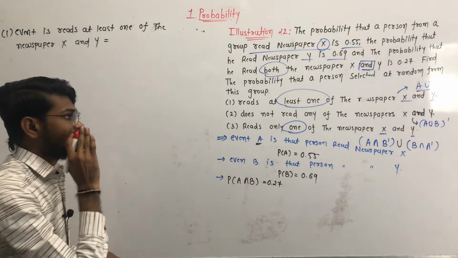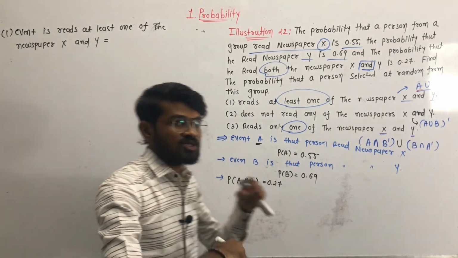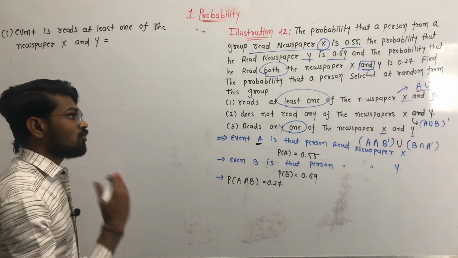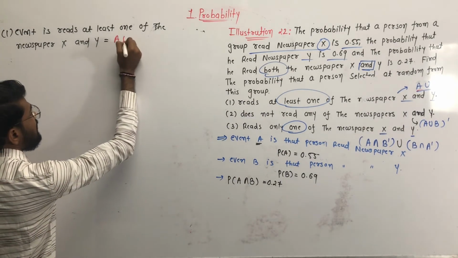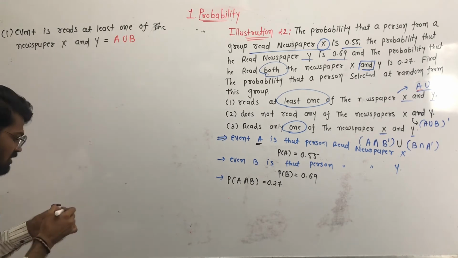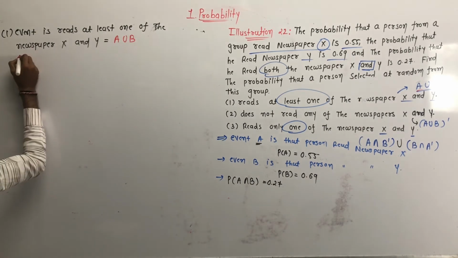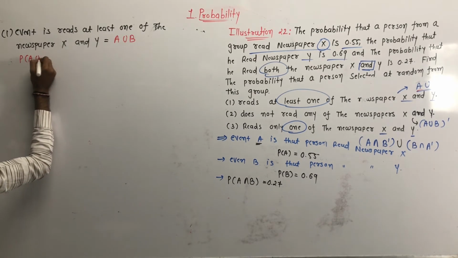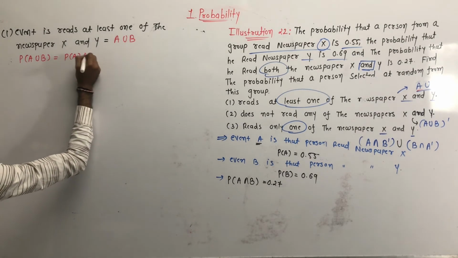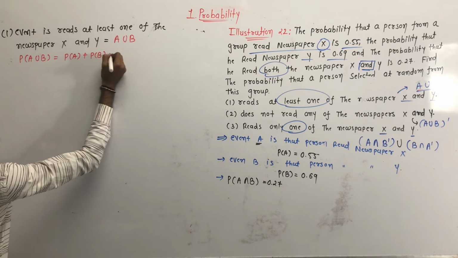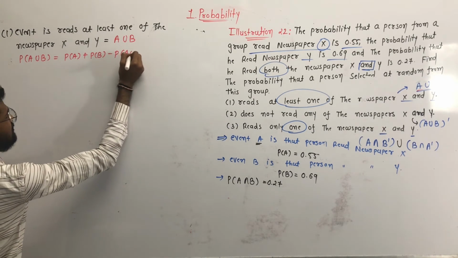Yes, he can read only X, he can read only Y, and he can read both X and Y. Yes, so this event is denoted by union of event A and B. So we have to find the probability of union of event A and B, and the equation is P of A plus P of B minus P of A intersection B.